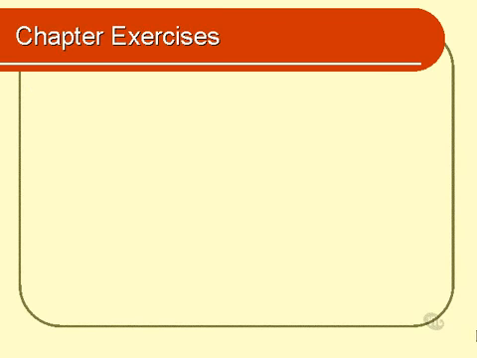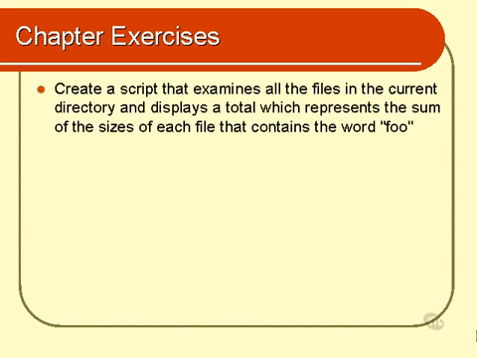There are 2 simple exercises for this chapter. If you can complete both exercises, then you've probably got a fairly good grasp of looping in the shell scripts. The first is to create a script that examines all the files in the current directory and displays a total which represents the sum of the sizes of each file that contains the word foo. In other words, if you had 10 files in a directory, then it would look in each one for the word foo, and if it does contain the word foo, then it will take the size of that file and add it to an accumulated total, and right at the end of the program it will print out that total.